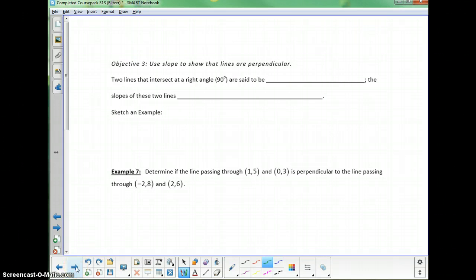In the next objective, we're going to use slope to talk about perpendicular lines. Two lines that intersect at a right angle are said to be perpendicular. This is the definition of perpendicular.